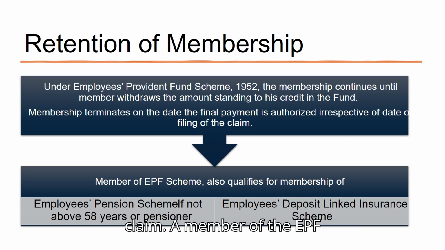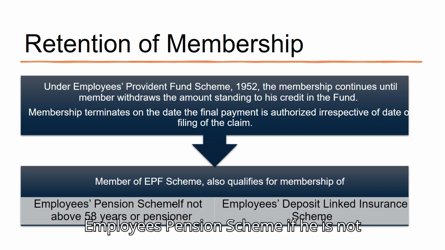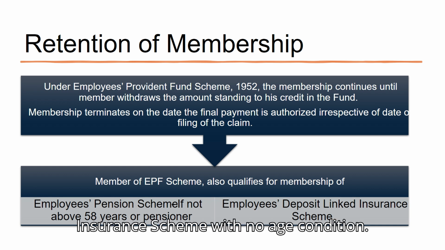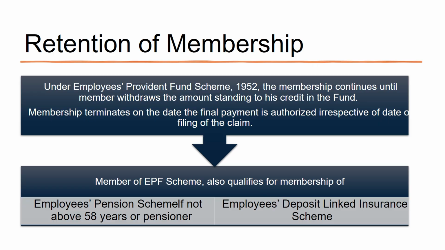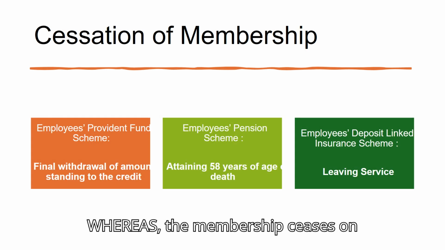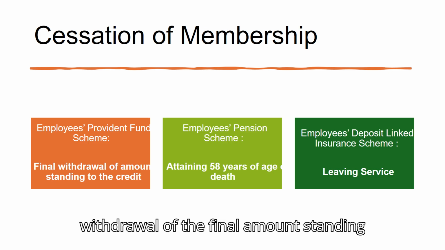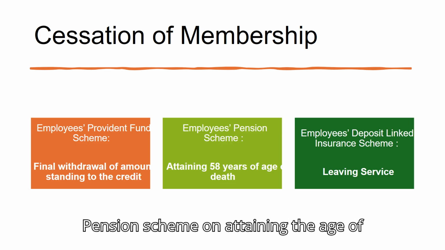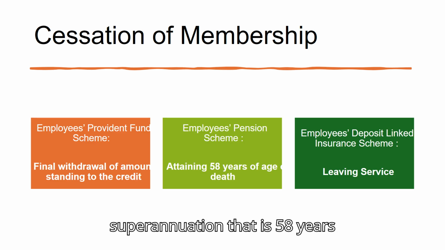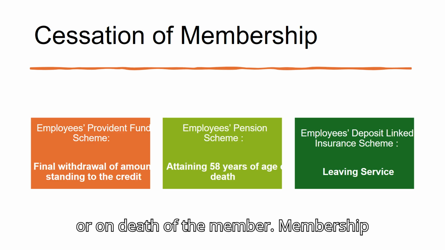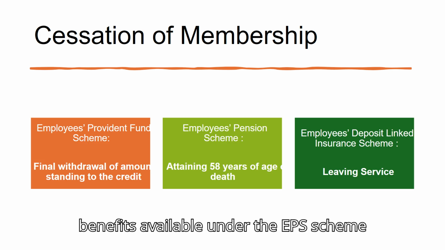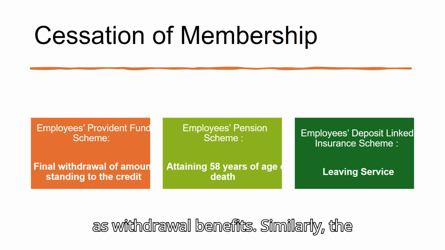A member of the EPF scheme also qualifies for membership of Employees Pension Scheme if he is not above 58 years of age, and he also qualifies for Employees Deposit Linked Insurance Scheme with no age condition. Whereas membership ceases on withdrawal of the final amount standing to the credit of the member under the EPF scheme, under the Employees Pension Scheme membership ceases on attaining the age of superannuation, that is 58 years, or on death of the member, or in case the member withdraws the benefits available under the EPS scheme as withdrawal benefits.